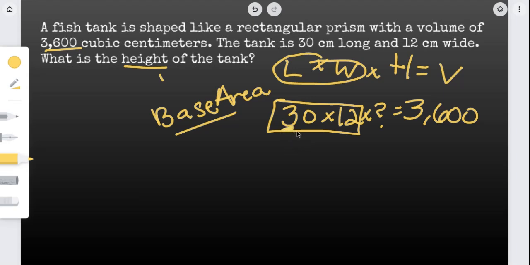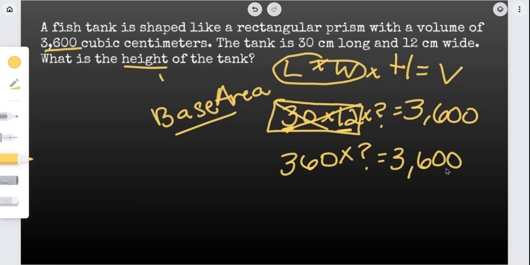So I see I have a 3 times 12, and I know that 3 times 12 is 36. And that would be the same as saying 36 times 10. 10 has one zero. 36 times 10, 360. Or just tack on that one zero. Cross off what I've already used and bring down everything else. I still don't know my height, but I do know my base area and my volume. So here I see I'm left with 360 times something equals 3,600.